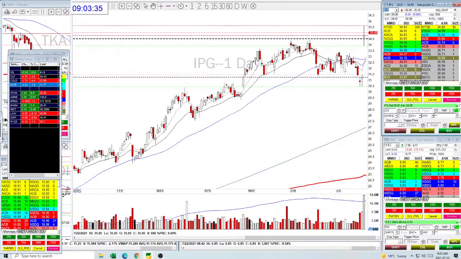So, guys, any other stock you want me to look at? If not, then if I do some good trades, I'm going to do a recap.